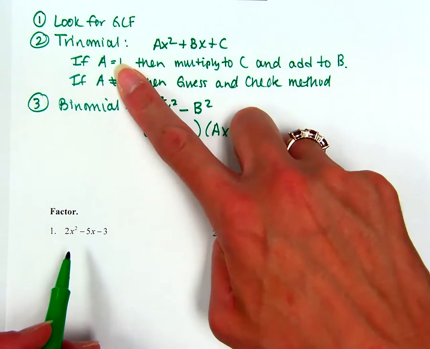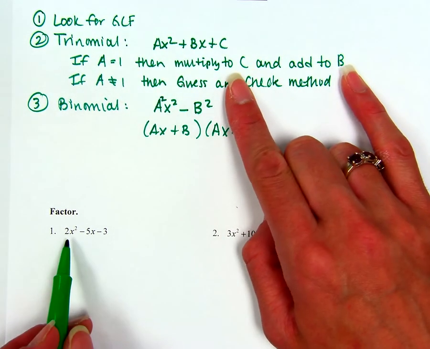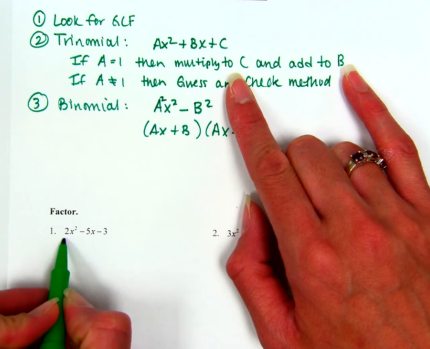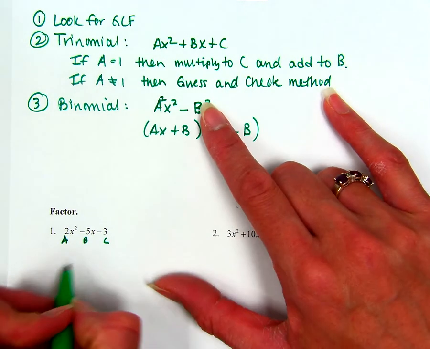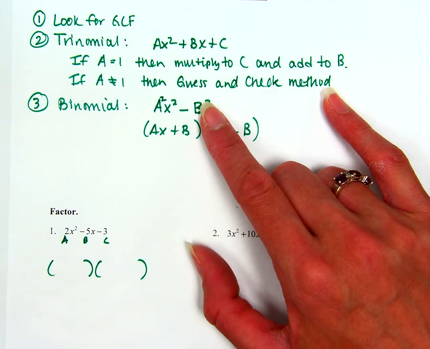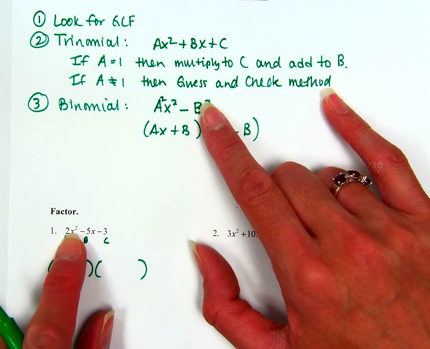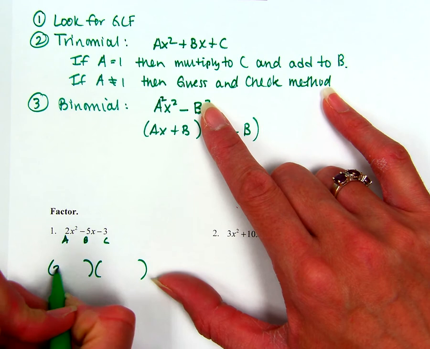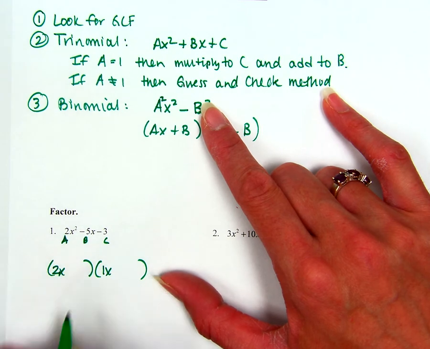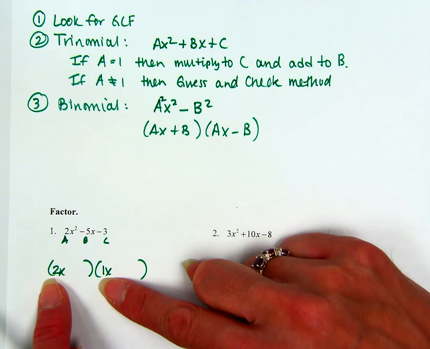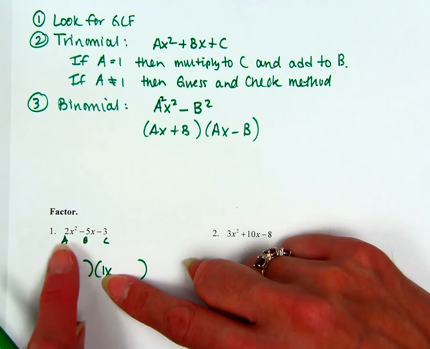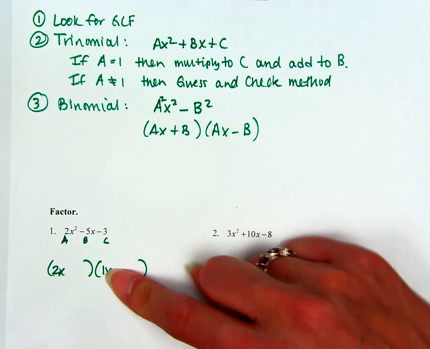All right, if A is 1, then we're going to do what we did yesterday. But in this case, A is equal to 2. Right? That's A, that's B, and that's C. So we need to use the guess and check method. We know that the trinomial is going to factor into two binomials. There's not too many things that multiply to 2x. There's either 2x and 1x, or negative 2x and negative 1x. But typically, they're not going to have negative signs in front of both. So you can just assume that these will both be positive.